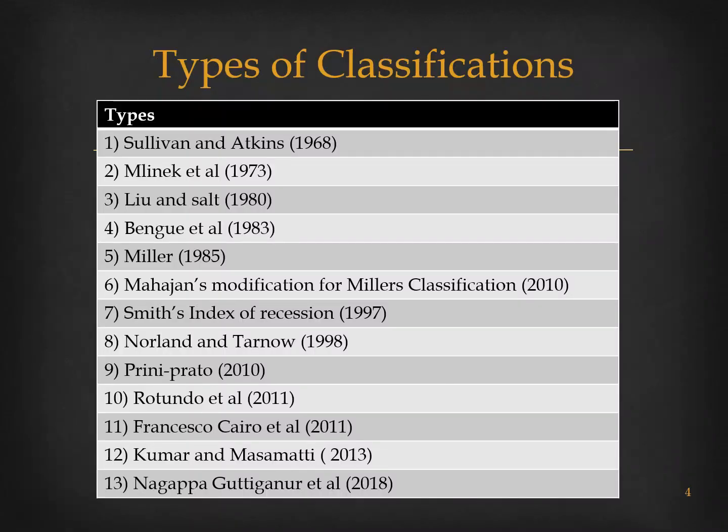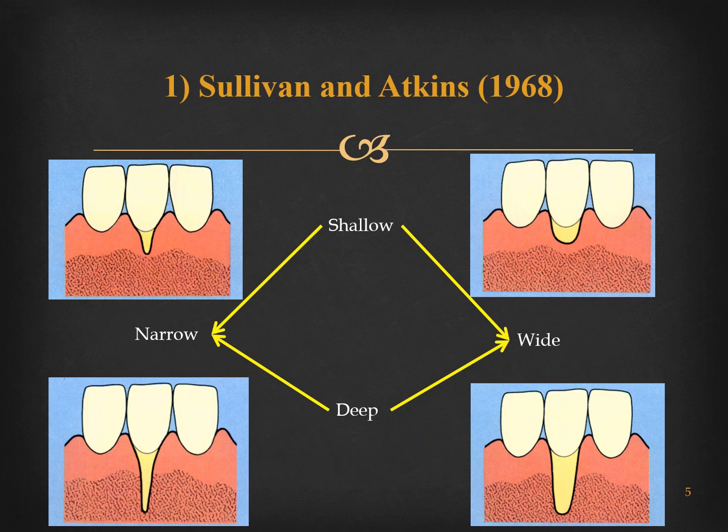Next, we come to the types of classifications. There are around 13 types of classifications given to date for gingival recession. Today we will be covering up to the Smith's index of recession, from Sullivan and Atkins to Smith's index of recession. That means 7 types will be covered in this part, and from Nordland and Tarnow to Nagappa et al. we will be covering in the next part. So let's begin with the first, given by Sullivan and Atkins in 1968.